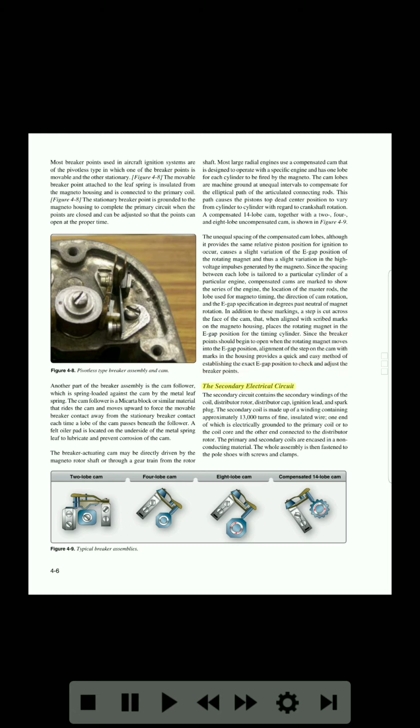The secondary electrical circuit. The secondary circuit contains the secondary windings of the coil, distributor rotor, distributor cap, ignition lead, and spark plug. The secondary coil is made up of a winding containing approximately 13,000 turns of fine, insulated wire, one end of which is electrically grounded to the primary coil or to the coil core and the other end connected to the distributor rotor. The primary and secondary coils are encased in a non-conducting material. The whole assembly is then fastened to the pole shoes with screws and clamps. 2-lobe cam, 4-lobe cam, 8-lobe cam, compensated 14-lobe cam. Figure 4-9. Typical breaker assemblies.